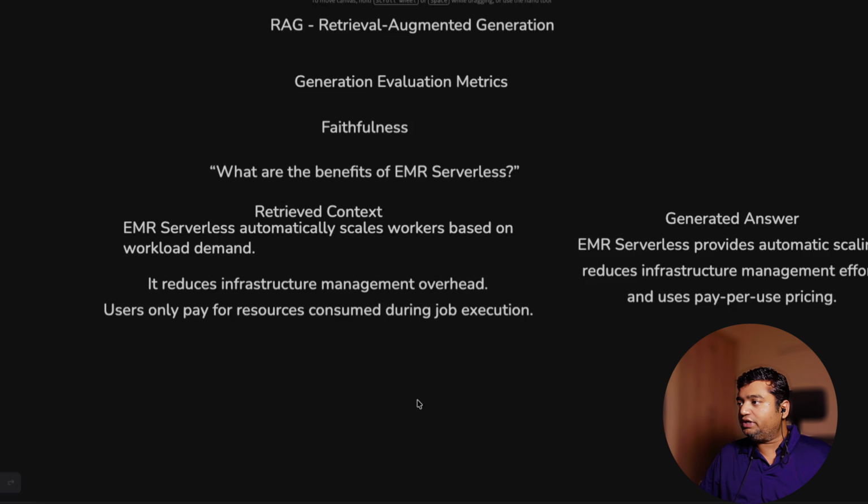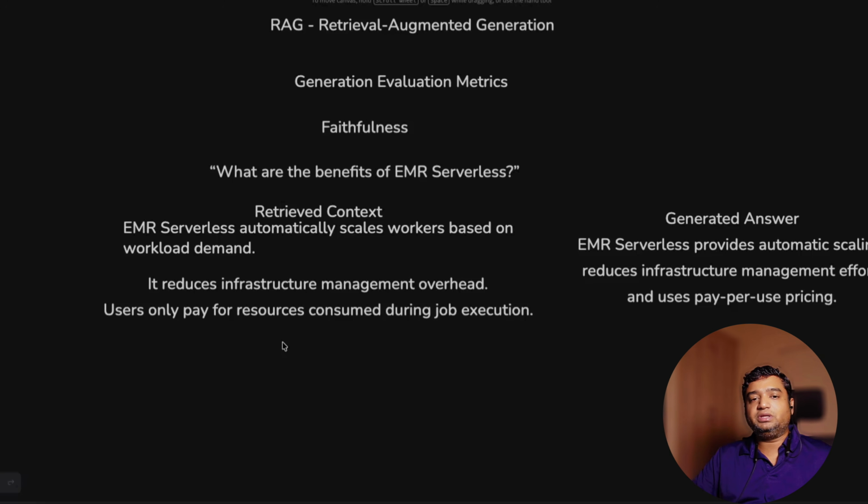Now we'll move to the generated answer from the LLM. It says EMR serverless provides automatic scaling, which is in line with the retrieved context. It reduces infrastructure management effort; in the retrieved context it is written that it reduces infrastructure management overhead. And it uses pay-per-use pricing, the same as the third line. So all of the generated answer is in line with the retrieved context. That means your system is faithful, or in this particular query your RAG system is performing faithfully. I hope you understood the meaning of faithful.